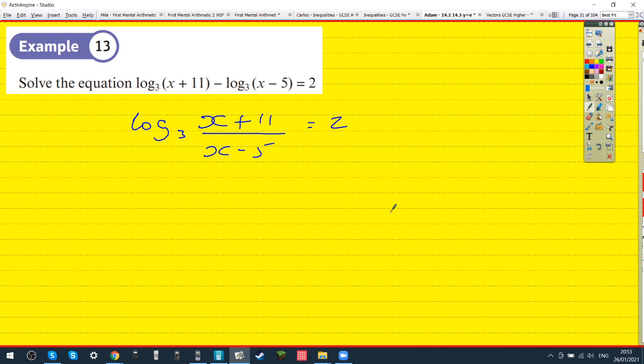Don't the x's cancel out? If they had times or divide between them, but in reality this is like a bracket and because of BIDMAS, you'd have to divide before you add or subtract. Can you divide x by x? No, you cannot. You have to solve it from there. Okay, that makes sense now. So you do 3 to the 2 equals x plus 11 over x minus 5.